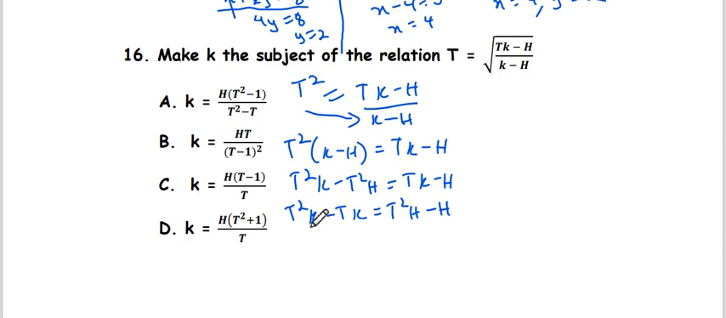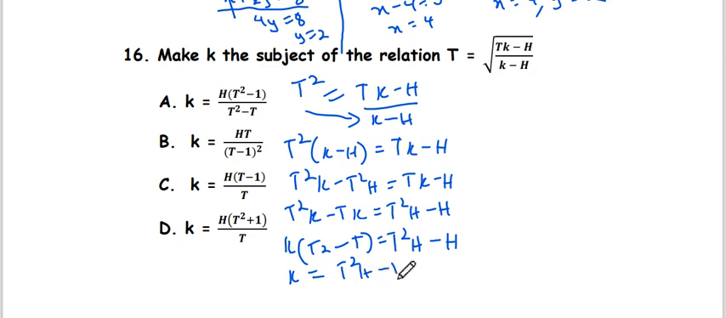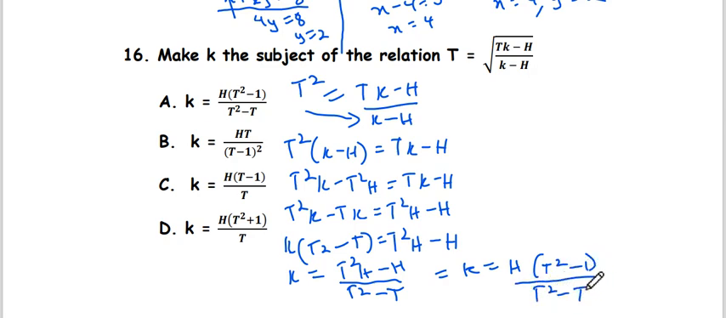So factorizing now, k becomes k open bracket t squared minus t, since tk is t times k, is equal to t squared h minus h. So k is equal to, divide both sides by t squared minus t, t squared h minus h divided by t squared minus t. So we can factorize this as k is equal to h bracket t squared minus 1 divided by t squared minus t. This is option A.